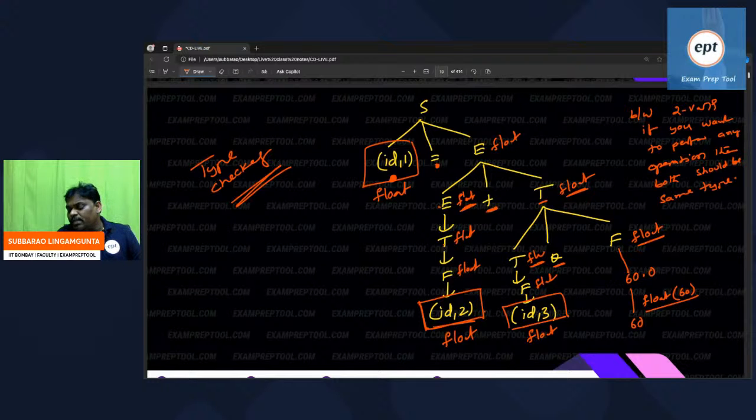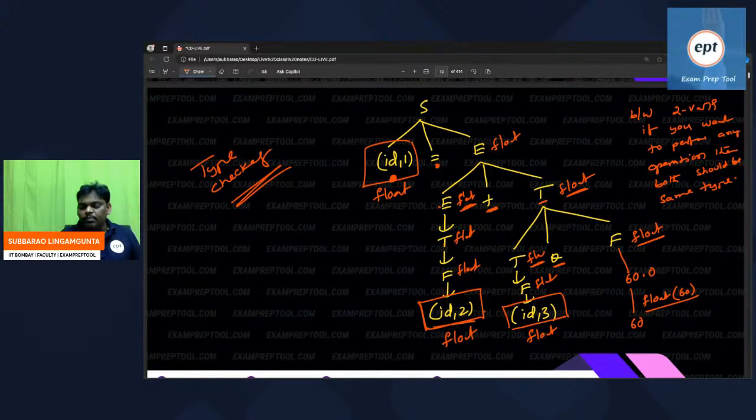Smaller size to bigger size. So integer is 2 bytes, float is 4 bytes. If you store 2 bytes in 4 bytes, you don't lose anything. Space will be more, right? A warning will come. This is called implicit typecasting. Exactly. So remember, the semantic analyzer's purpose is type checking.